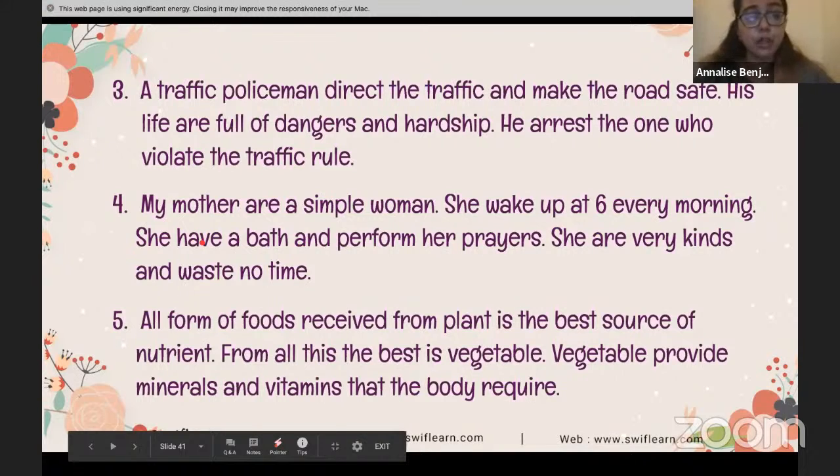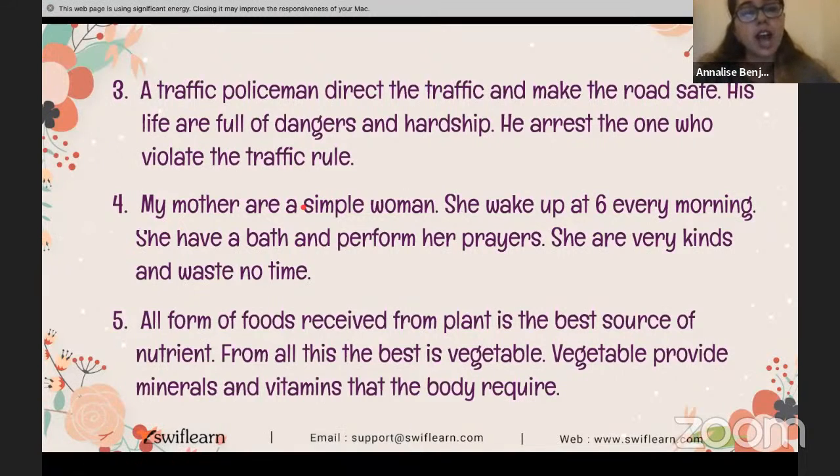Okay, now for the fourth one. My mother are a simple woman. You're talking about your mother. So one person, right? So my mother is a simple woman. She wake up at 6 every morning. Present tense, right? We've learned present tense. She wakes up at 6 every morning.